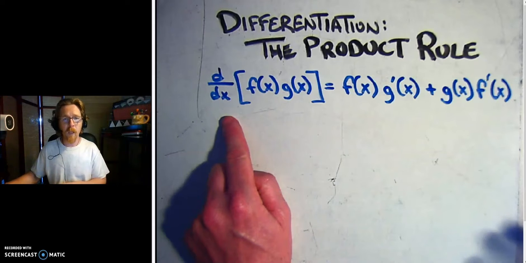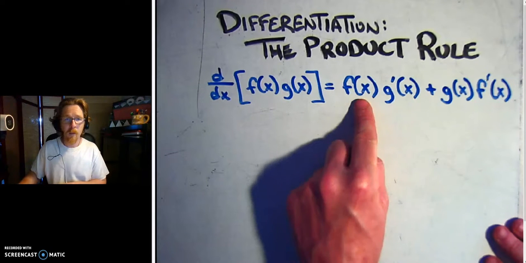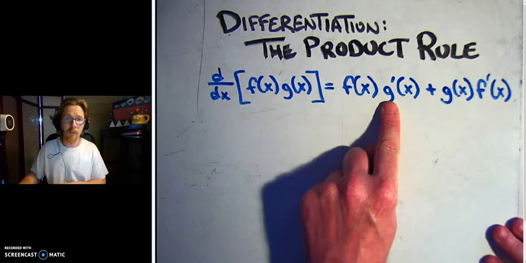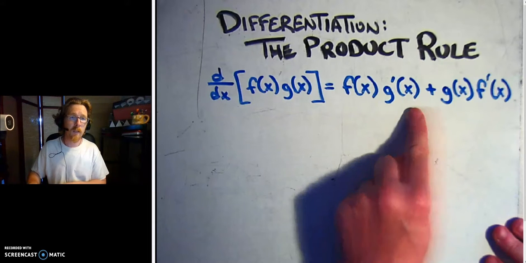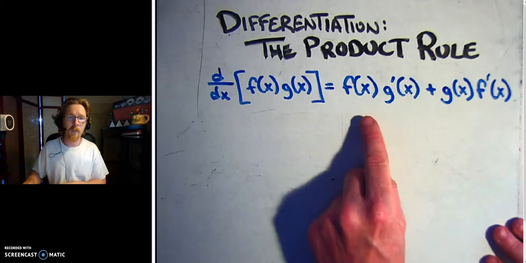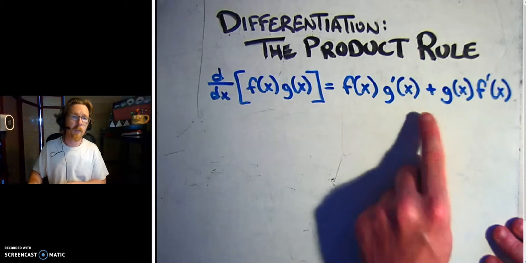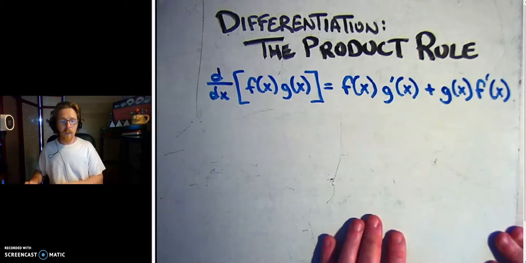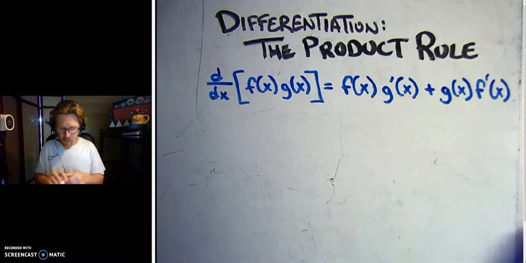Basically what happens is you take the first function times the derivative of the second function plus the second function times the derivative of the first function. And so we would say f of x g prime of x plus g of x f prime of x. So let's take a look at maybe an example that might help us.